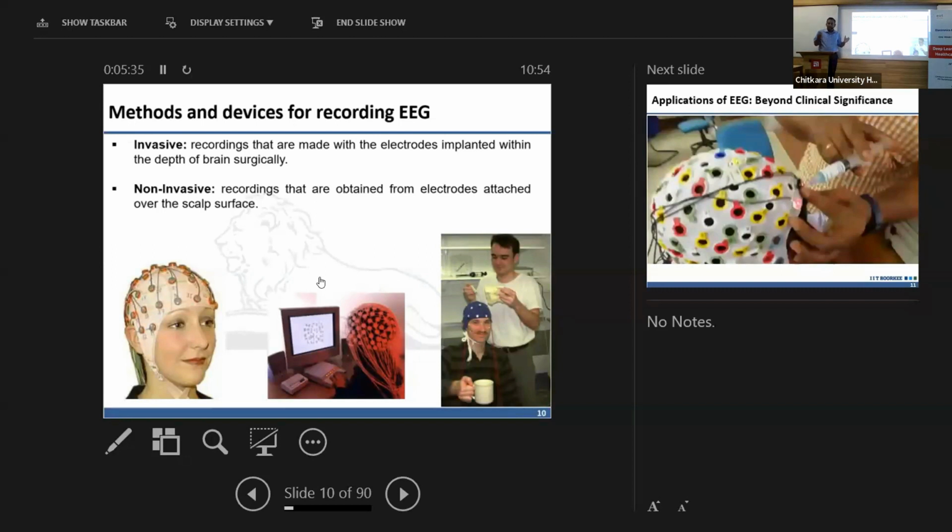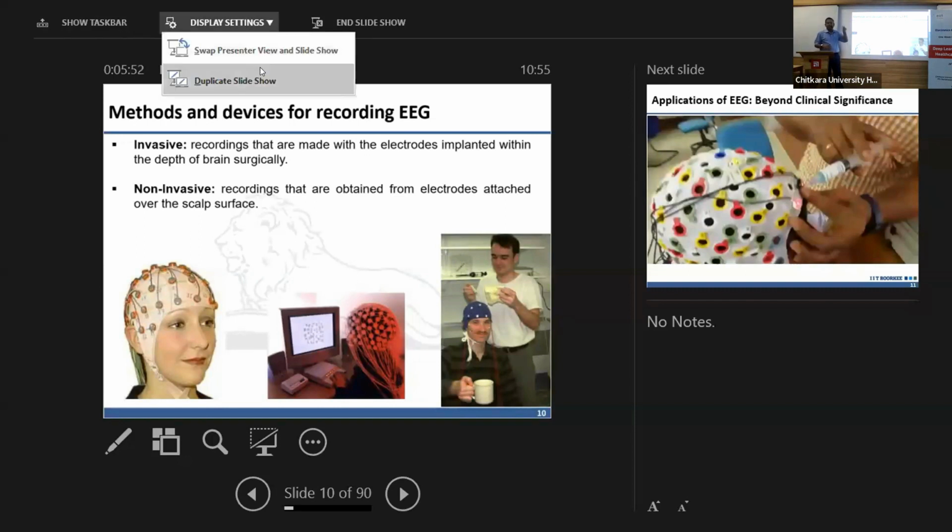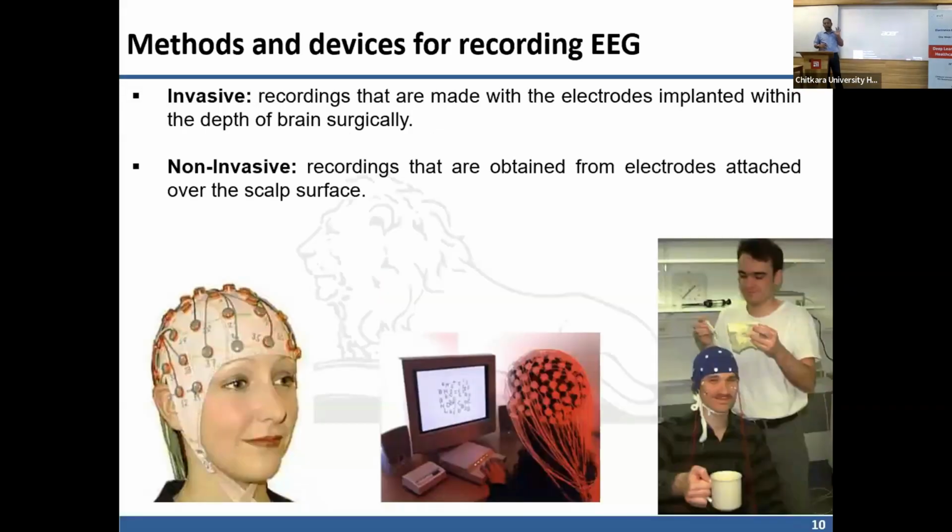So these GUIs are coming with the headset itself. So you do not need to develop the software. Whenever you procure these kinds of devices, the company will provide you the GUI, and then you will get the signals. You can get the raw data, raw signals.